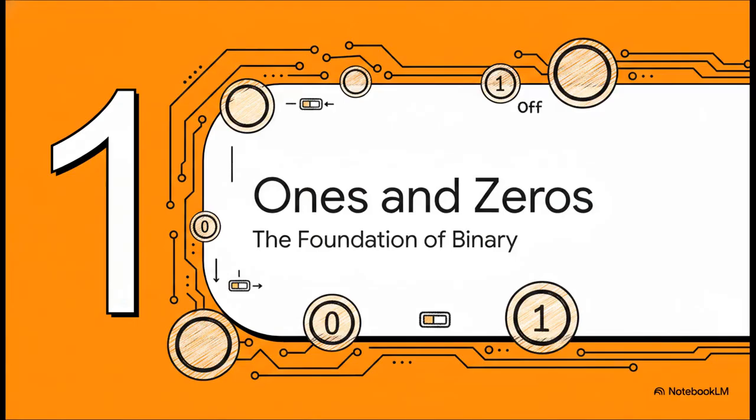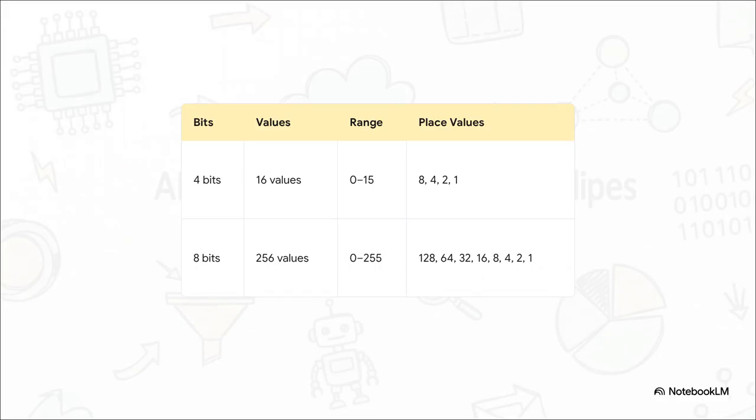All right, Section 1, Speaking Ones and Zeros, the foundation of binary. So at the absolute most fundamental level, a computer only understands a bit. And a bit is really just a 0 or a 1. That's it. But by grouping these bits together, we suddenly unlock the ability to represent much more complex numbers. The golden rule here is pretty simple. N bits can represent 2 to the power of n different values. So for example, 4 bits gives us 16 possible values, and those range from 0 to 15. If we double that capacity to 8 bits, we get 2 to the power of 8, which is 256 values, ranging from 0 to 255.